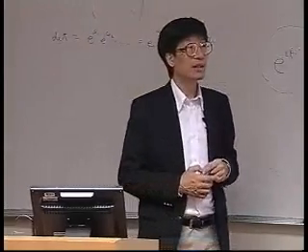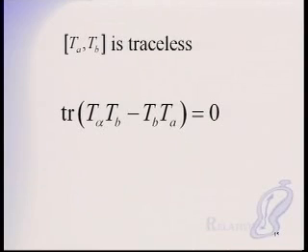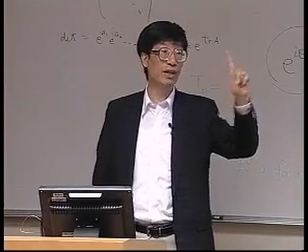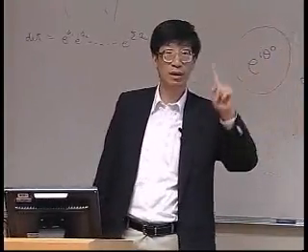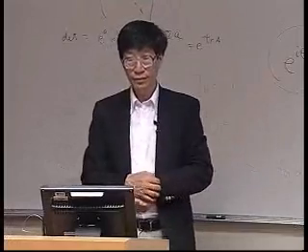Secondly, this commutator is traceless. How do I know? Well, the commutator of T A, T B is just this bracket. But the trace of this is 0 because the trace of AB is the same as the trace of BA. When you have a trace of a product, you can do a cyclic permutation. So this is again traceless.